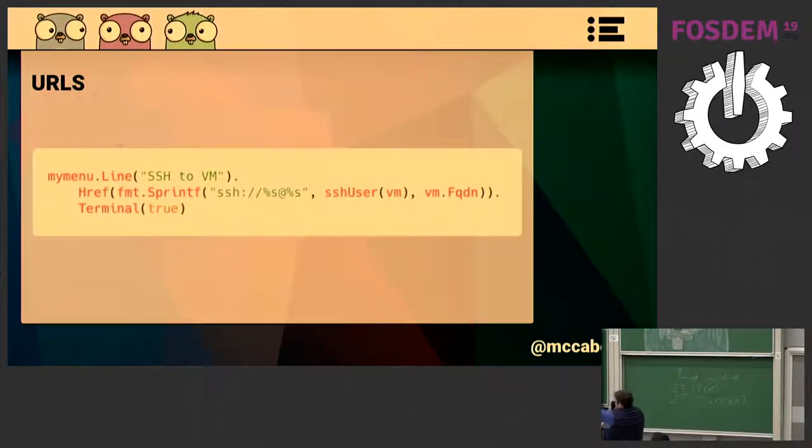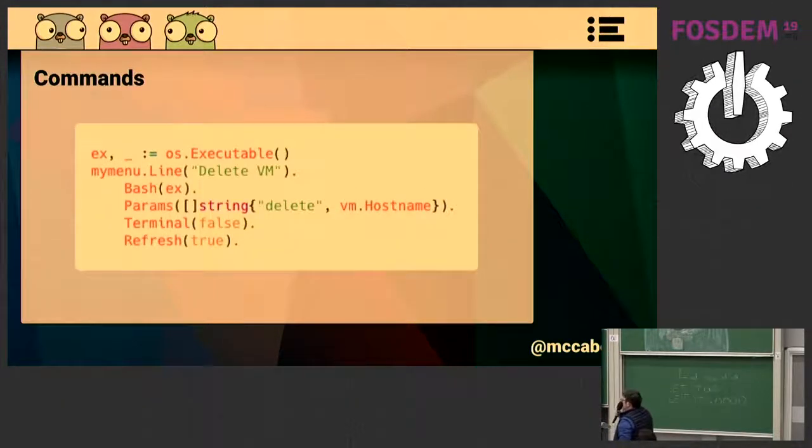For example, to add a link to a URL, you just add a line, give the line a bit of text, and then you use this href. It uses a builder pattern to build things up. The href just takes the URL, so in this case it's an SSH URL, and it's just using OS X's open, so that'll open a terminal, and terminal is true so that it doesn't suppress the terminal. But that could be a URL, it could be HTTP, HTTPS, whatever.